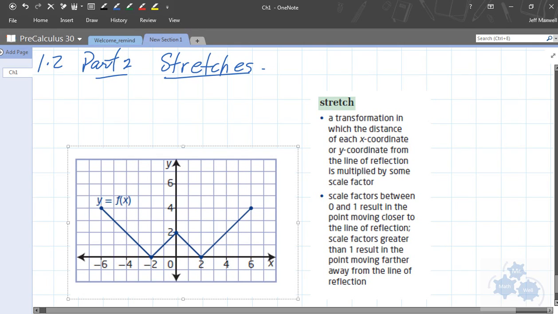All right, so Pre-Calculus 30, Section 1.2, this is Part 2. We talked about reflections in the last lesson, and today we're going to focus on the stretches of functions.